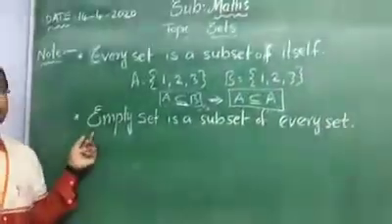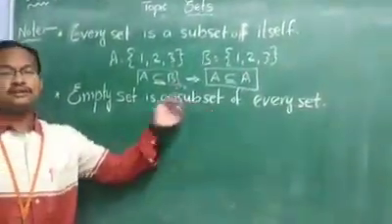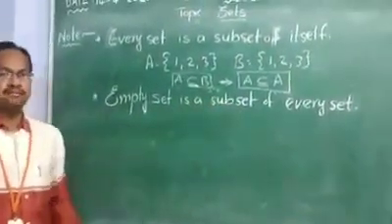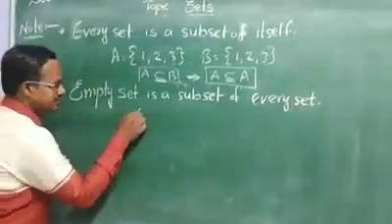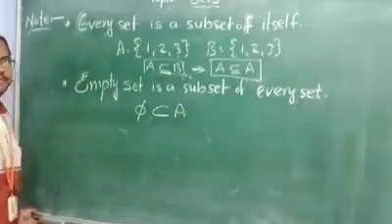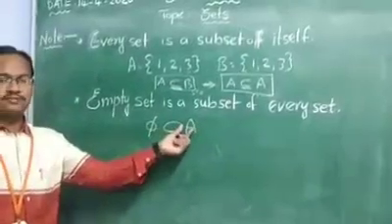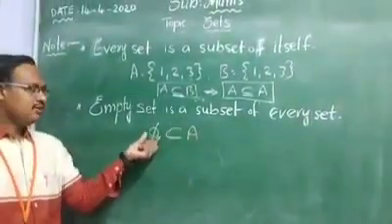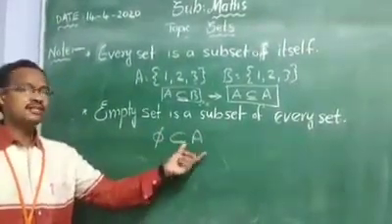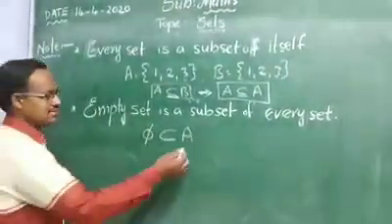And the second one is: the empty set is a subset of every set. Now here, the empty set doesn't have any elements, but how is it a subset of every set? We are thinking about phi, which means phi is a subset of A. All the elements of phi are in A, so phi is a subset of A. But we know that the empty set has no elements. Then how does it become a subset of A, a subset of every set? I will explain by an example.